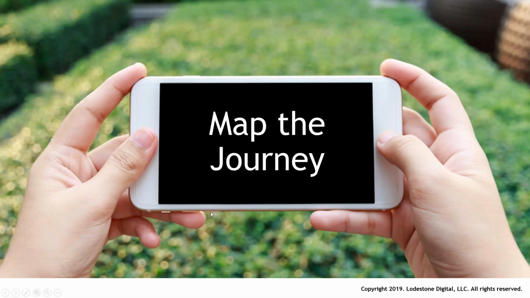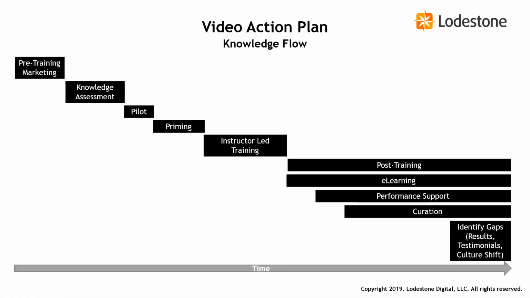All right, let's talk about mapping the journey. So I have up here a typical knowledge journey. It may not be like every kind of knowledge journey, but it's a knowledge journey. And what we have is, starting from the top left, the first touch point in this knowledge journey. And it goes from left to right, top to bottom. So we start with the pre-training marketing. So this is awareness that a training program is coming up.